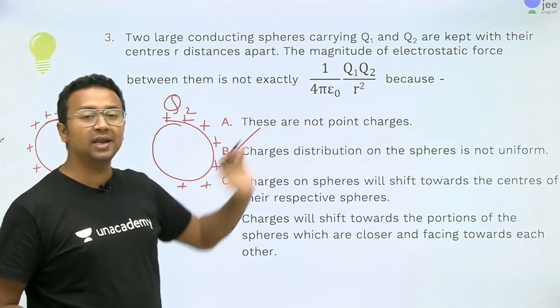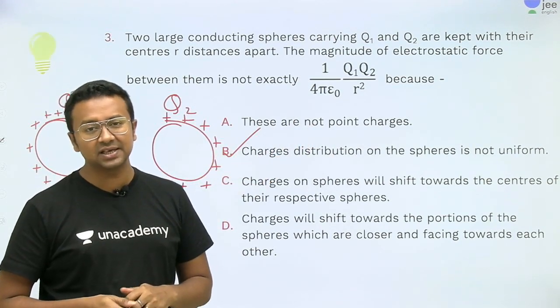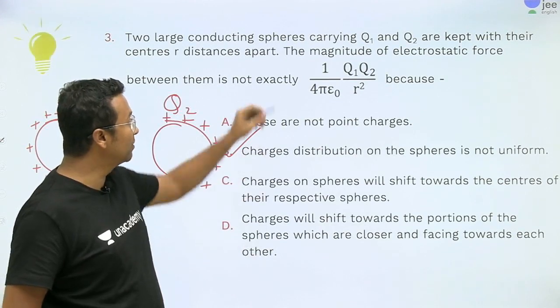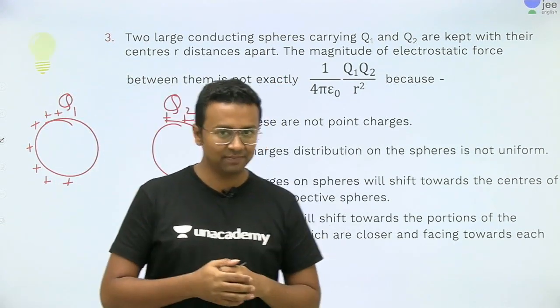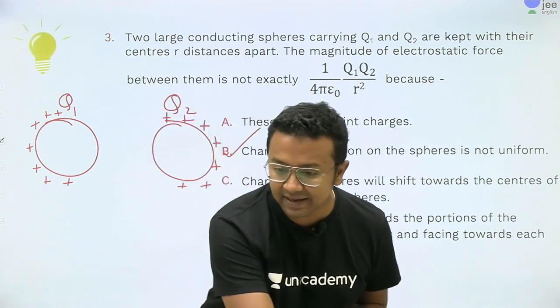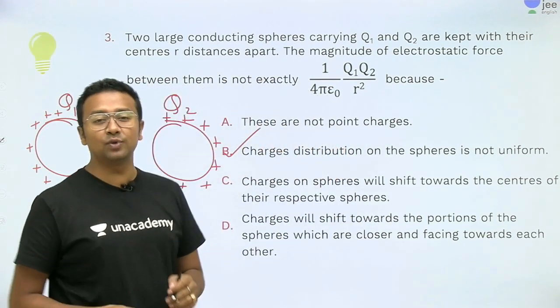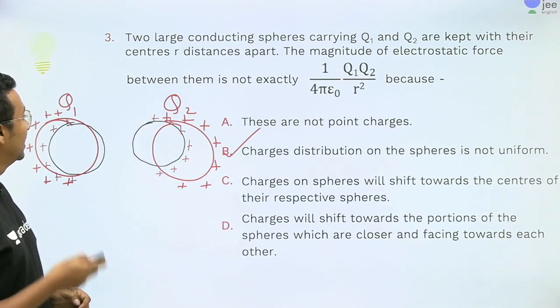And due to the uneven distribution of the charges, the forces cannot be written as 1 divided by 4 pi epsilon naught q1 q2 upon r square, alright. So I hope everybody has got it. Now we can move ahead to the next question, alright.